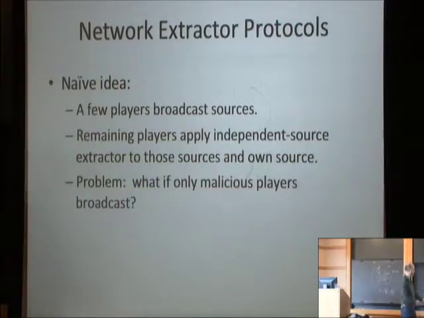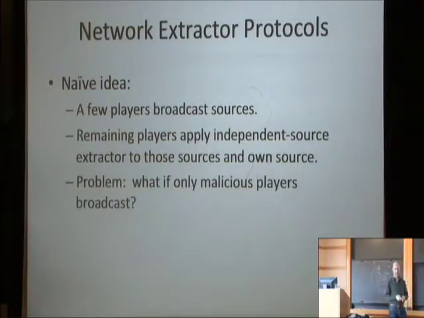But then there are some clever things you can do. Wait, what if a single person is malicious? Even if the players aren't malicious at this point, is it clear that this works? Because you can extract from all the weak sources of the broadcasting players a little bit of randomness, and then use that as a seed to extract using your private weak source. Do you need strong extraction? Yes, you need some strong extraction.